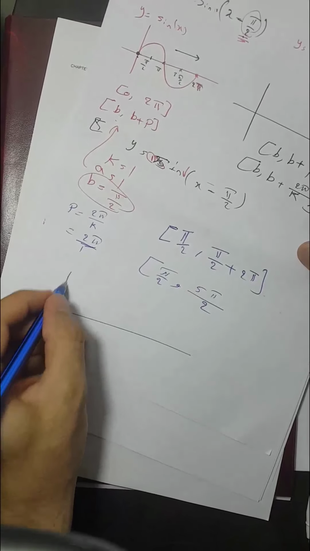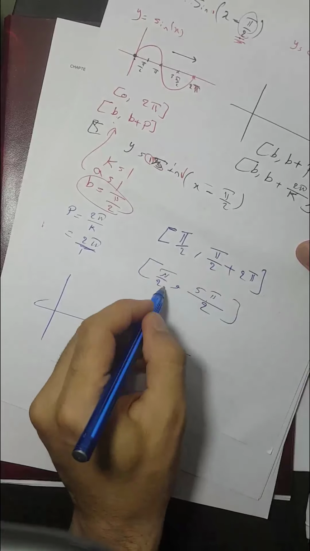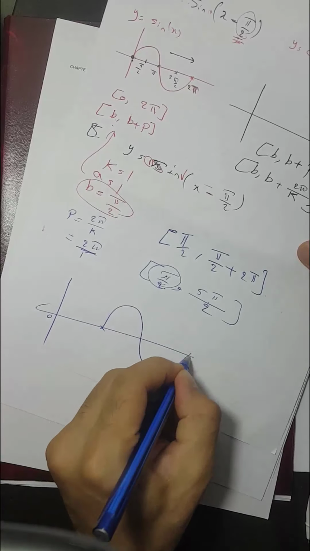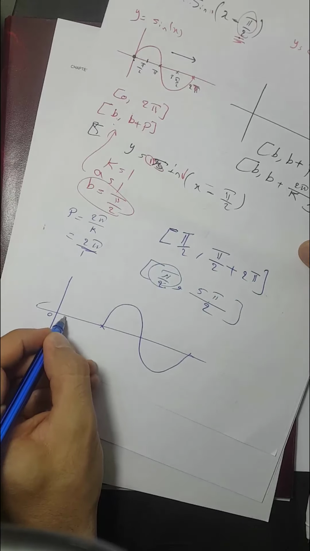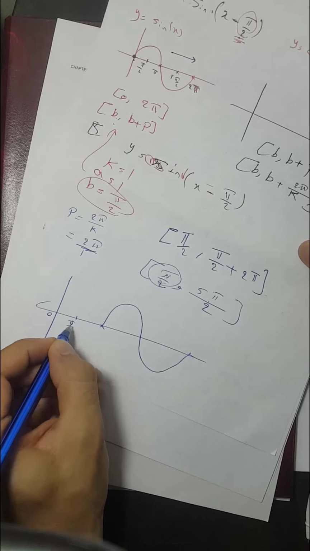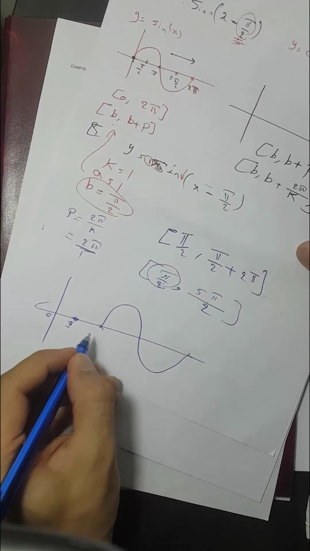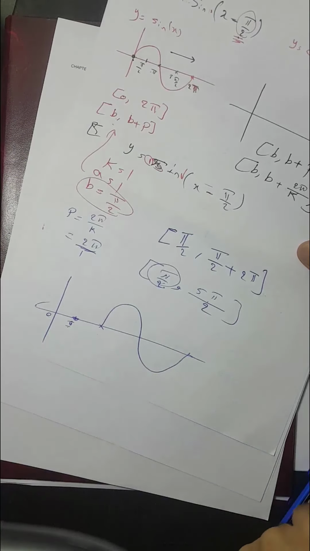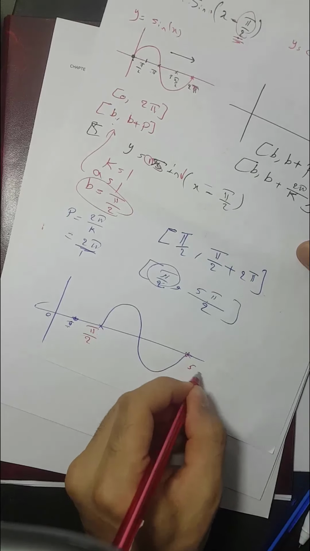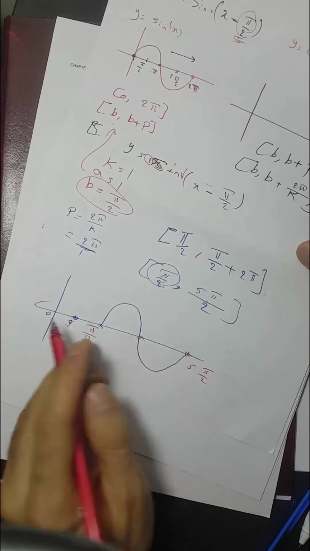So I say my function should start, even if you don't know how to finish this one, this is very important for you. Instead of 0, I should start with what? Instead of 0, I should start with pi over 2. So this should be pi over 2, and this one will be our 5 pi over 2. That's all. And for the middle point, you know how to do it.